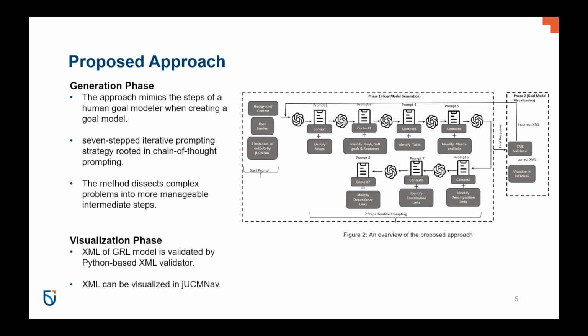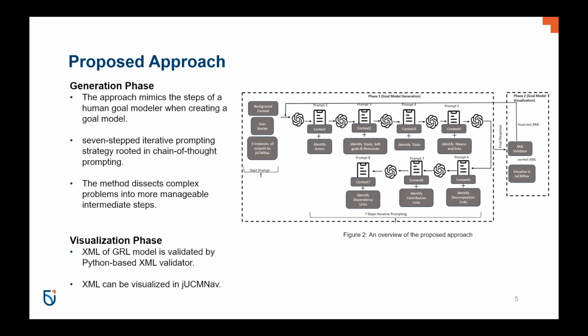And this defines the characteristics of the LLM's output. Here, we provided 3 instances of the outputs generated by a goal modeling visualization tool, GCM-Nav, as few shot examples. These examples allow the LLM to learn and replicate the structure so that it can be visualized using the GCM-Nav tool.